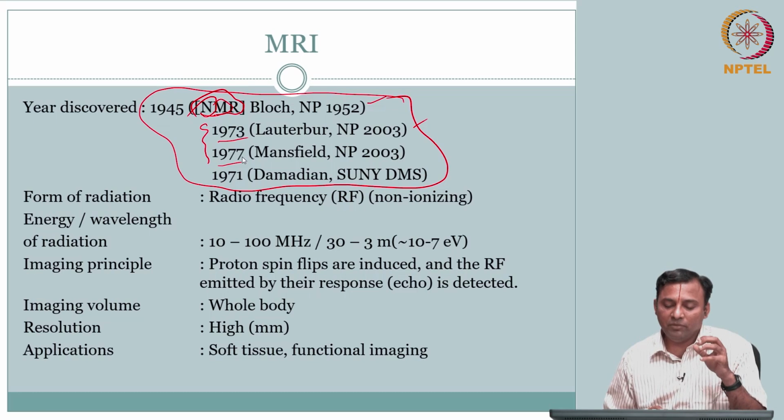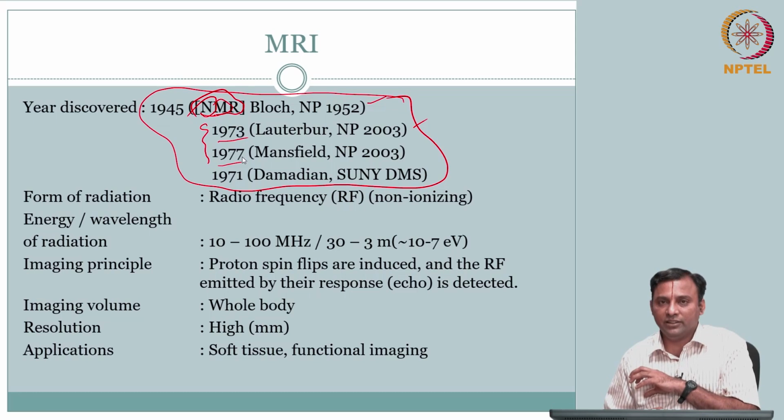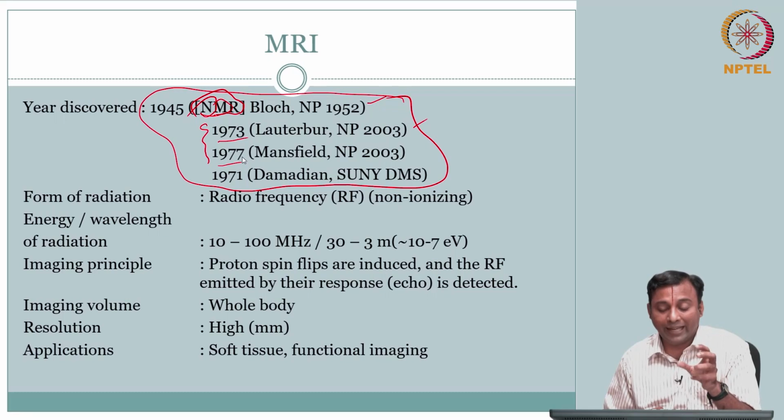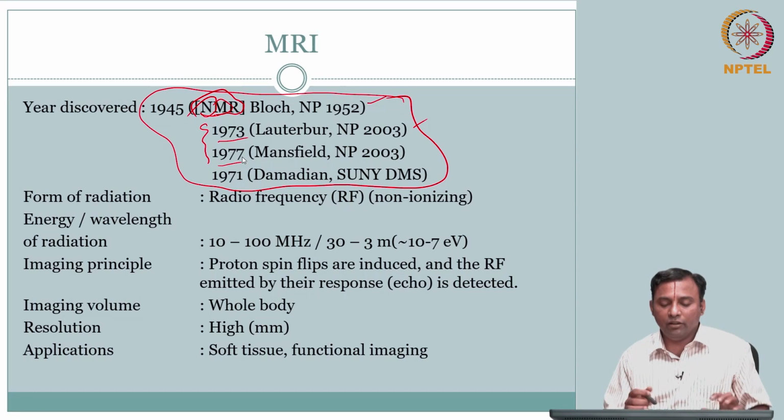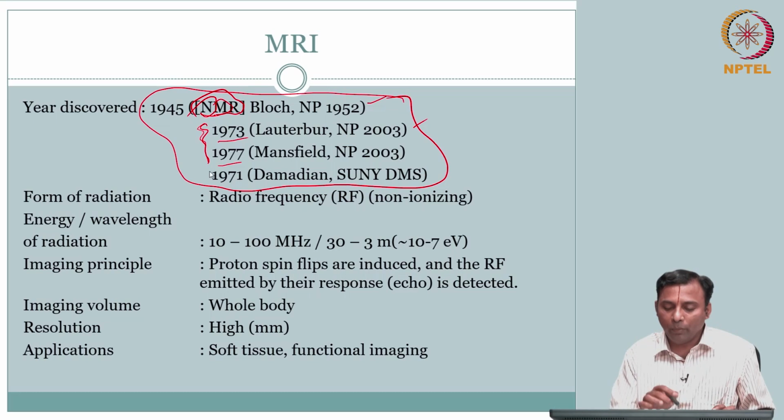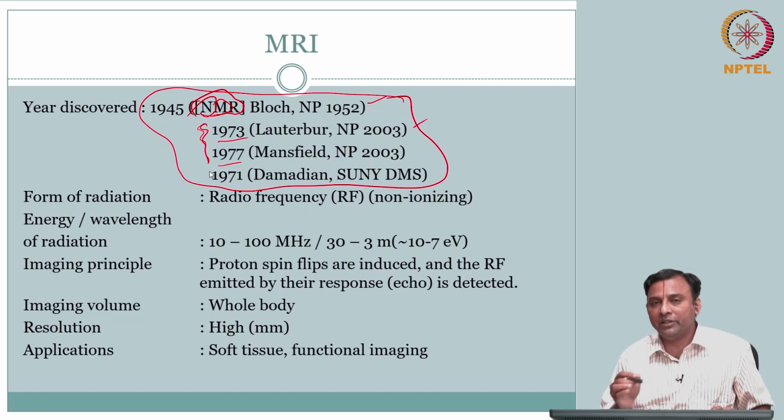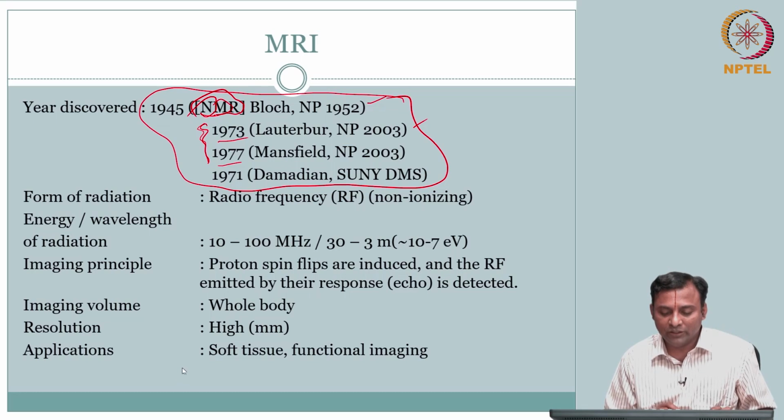So it took some time, but then they realized that property can also be used to our advantage. The magnetic resonance property of the nucleus can be exploited, and that opened up a lot of things, which we eventually started calling MRI, magnetic resonance imaging. Pioneering work was done by Lauterbur and Mansfield.